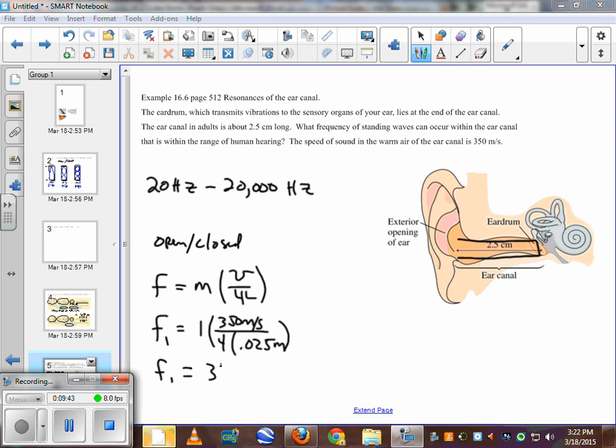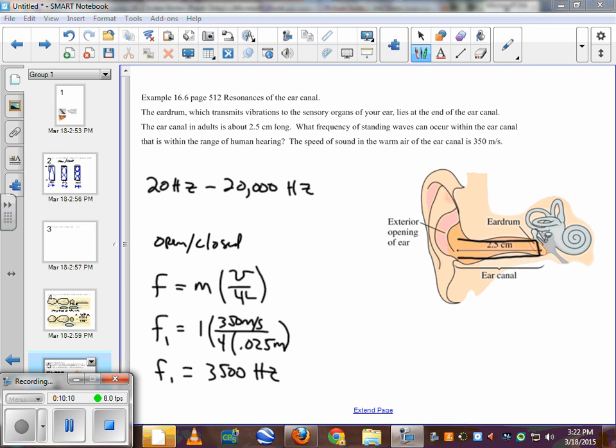What that means is if we listen to 3,500 hertz, it will resonate inside of our ear canal, and that frequency will seem very loud, louder than it normally would. A 3,000 hertz sound would just sound like a regular sound, but 3,500 hertz would resonate and become a larger sound inside of our ear. That can be a painful sound for us. Let's find out what other frequencies this occurs at.